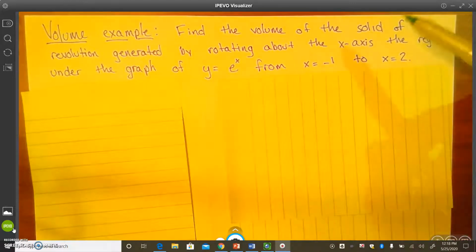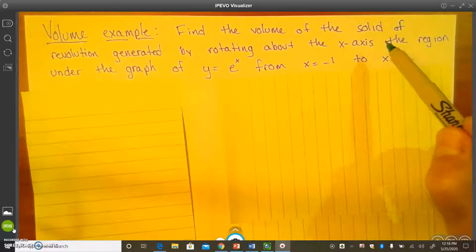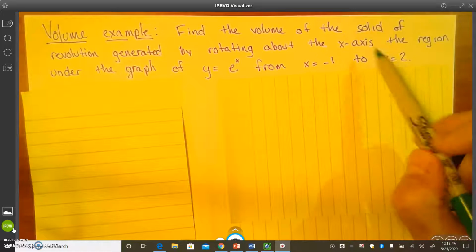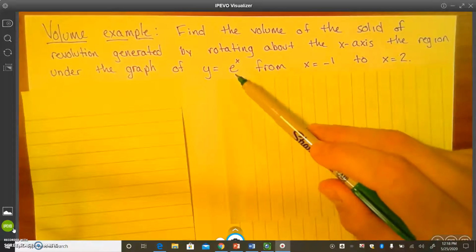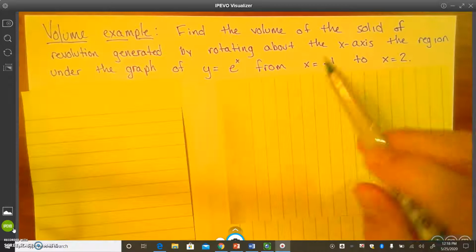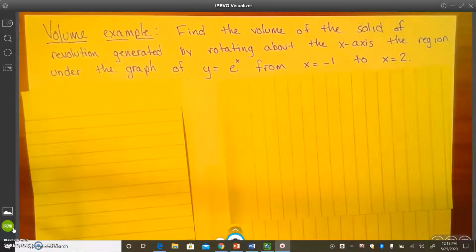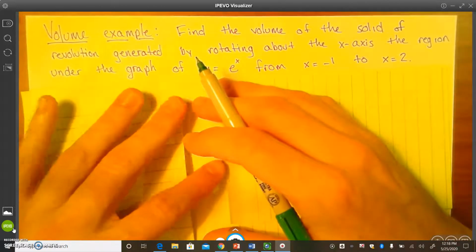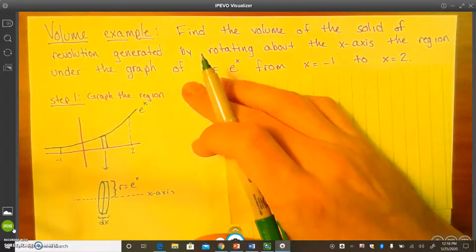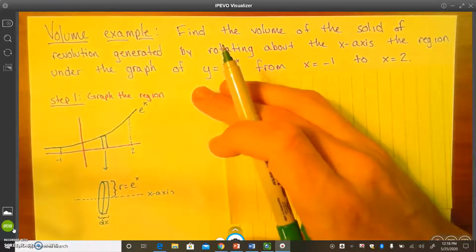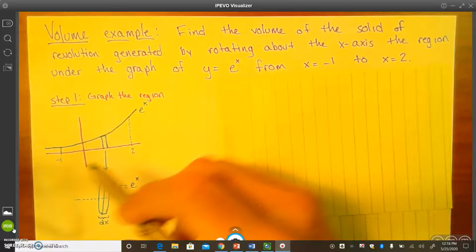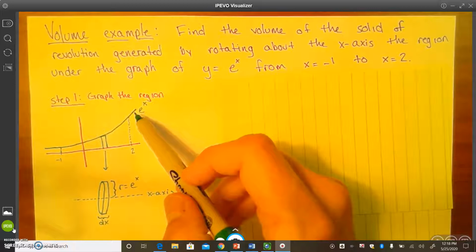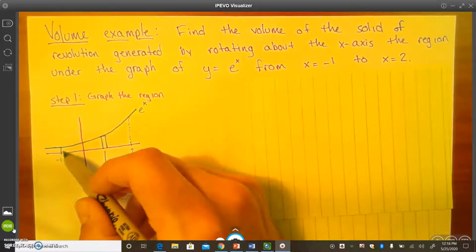So, volumes of revolution. I am asked to find the volume of the solid of revolution generated by rotating about the x-axis the region under the graph y equals e to the x, from x equals -1 to x equals 2. So the first thing you always want to do to jump into an example like this is understand what the shape of the region is that you're actually rotating. So you're going to want to do a quick graph. It doesn't need to be anything perfect, but you certainly want to get some sense of the region R.